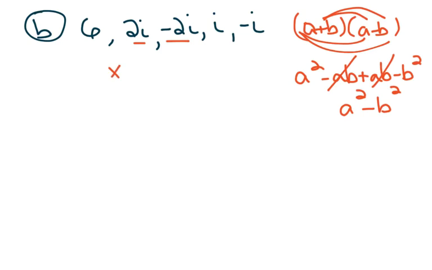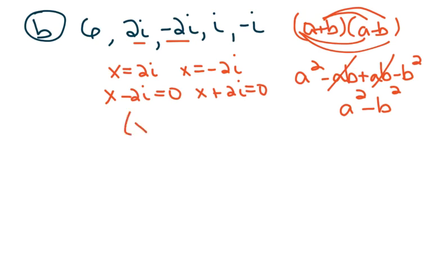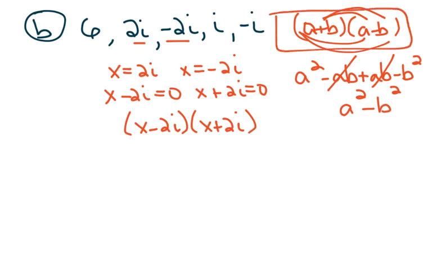I'm going to start with x is equal to 2i and x is equal to -2i. So my factors are x minus 2i and x plus 2i. So now I'm going to write this as (x minus 2i)(x plus 2i). Well, now this is very similar to this product of a sum and difference. When I FOIL this, the middle terms will be opposites and they'll cancel.